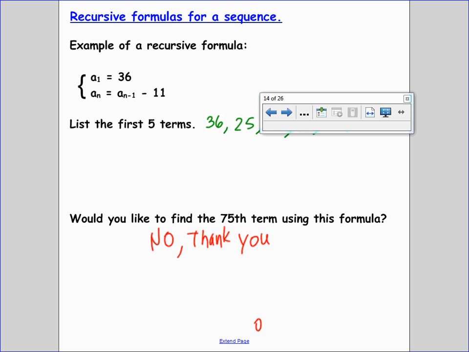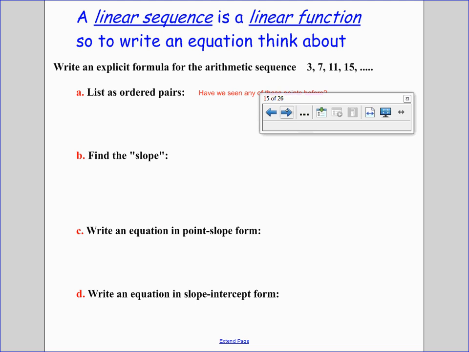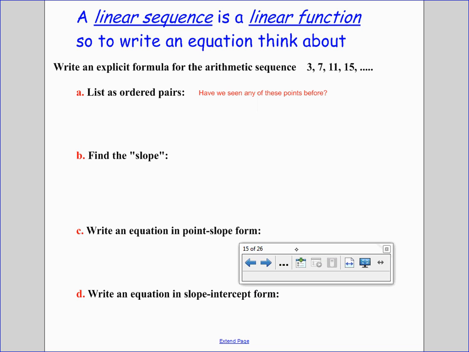Whoa. 778. Good job. You actually didn't type the minus 11, you just do it differently. So that's why we have a need for finding a secondary form. A recursive formula is great to generate the first several term values, but for high term values, I'd rather use an explicit formula. So a linear sequence is a linear function. If we look back at our Bellwork, we have an explicit formula.